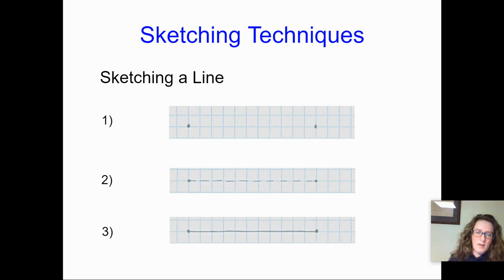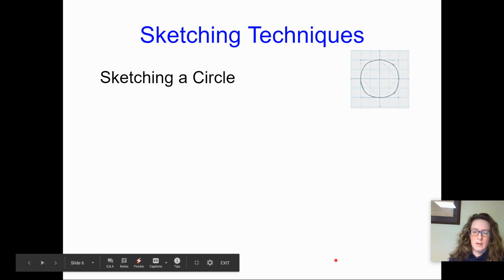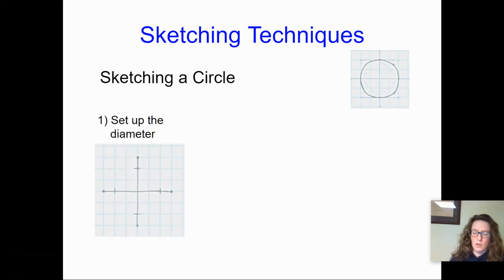Steps 1, 2, and 3. You don't have to draw steps 1, 2, and 3. Steps 1, 2, and 3 are a process, so it's just going to look like step 3 when you're finished. You can draw that. Now, here's another step for drawing a circle. Make sure you've got enough room on your graph paper to do the circle.